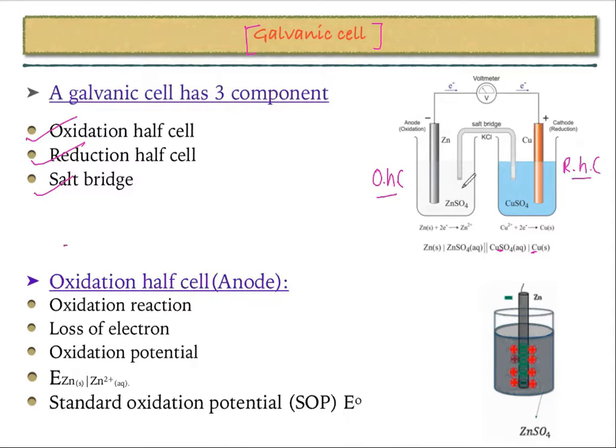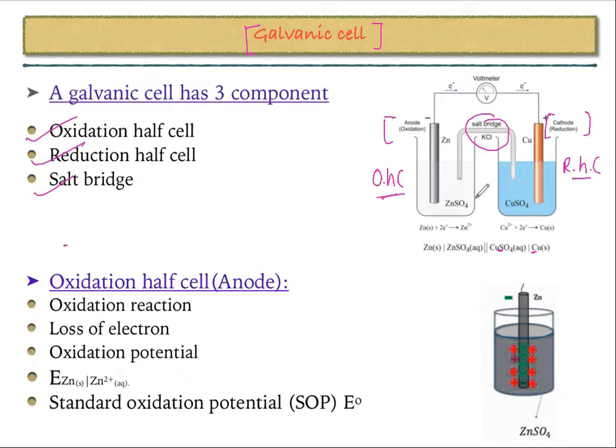Okay, and in the middle, which connects the oxidation half cell and the reduction half cell, that is known as the salt bridge. So the reaction takes place, and we consider one component as the anode and the second as the cathode. On the left-hand side, we write anode. On the right-hand side, we write cathode, where reduction takes place. And remember, the electron flows from zinc to copper, or anode to cathode.